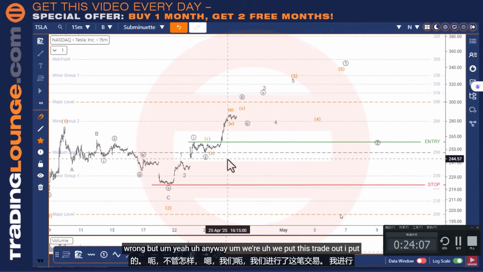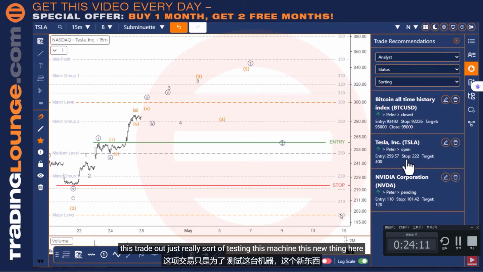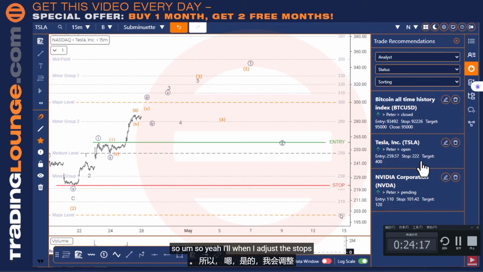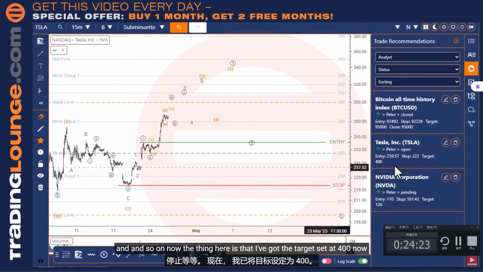Anyway, we put this trade out. I put this trade out, just really testing this new machine here. So yeah, I'll adjust the stops and so on. Now the thing here is that I've got the target set at 400.